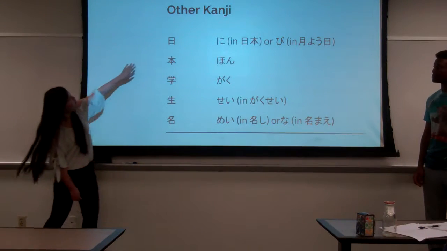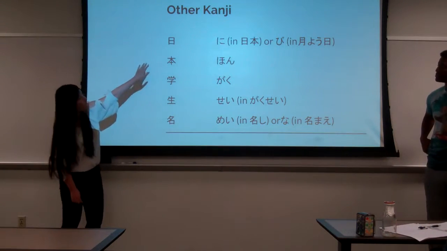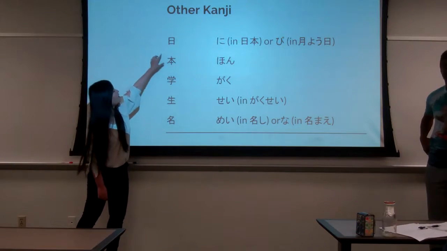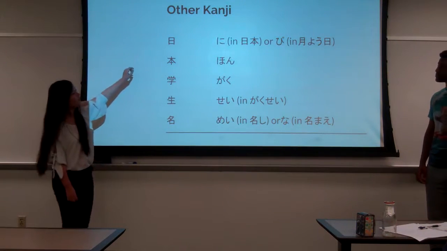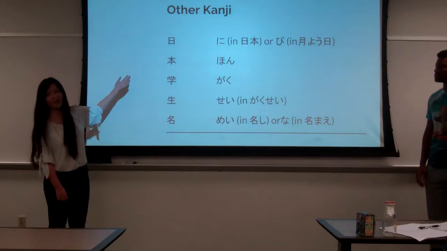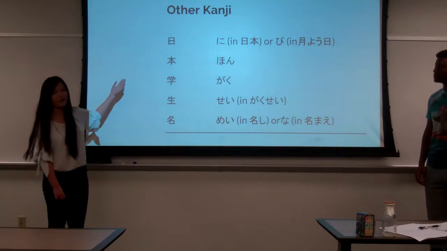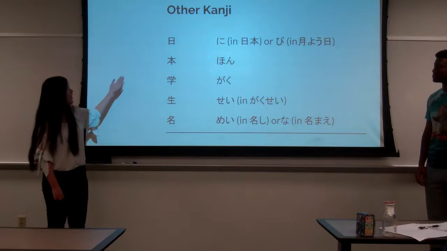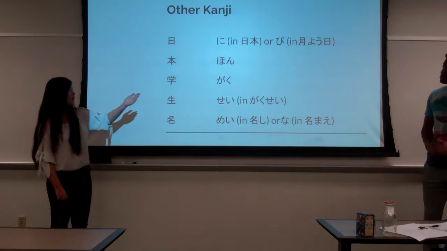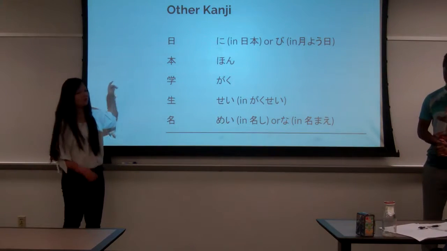Okay. So this one is ni. When you say Japan, which is Nippon, like here, it's Nippon. Or maybe you can say it like getsu or bi. And sometimes if you say Sunday, it will be nichi-yobi. So it has a lot of pronunciations, just remember it.